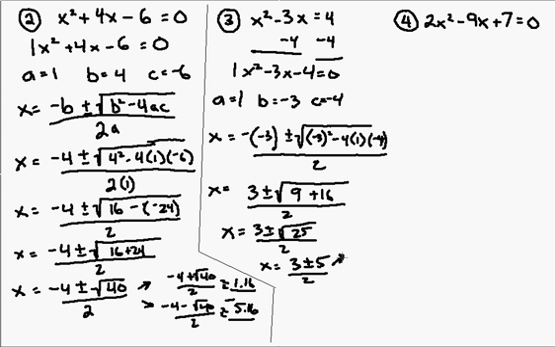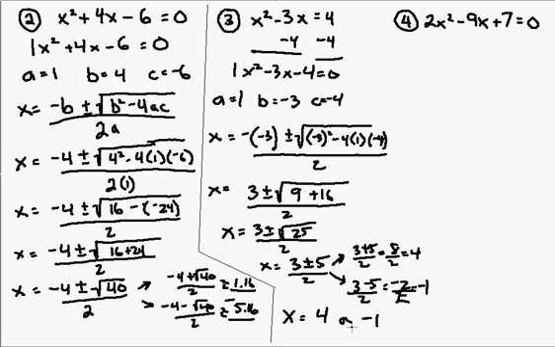So here we have 3 plus 5 over 2. Here we have 3 minus 5 over 2. This is 8 over 2, which is 4. This is negative 2 over 2, which is negative 1. So x is equal to 4 or negative 1. That's the answer for number 3.